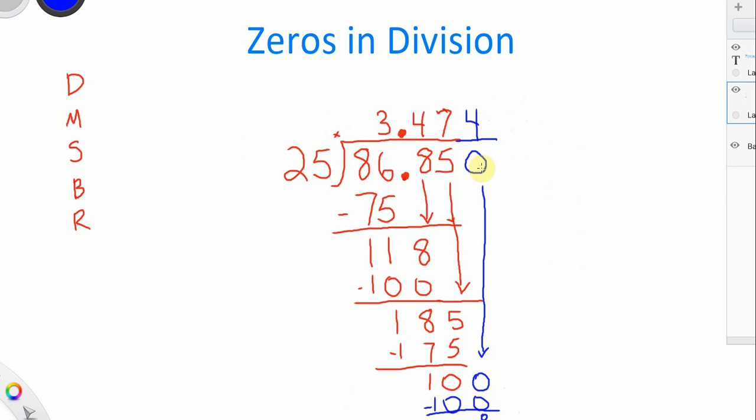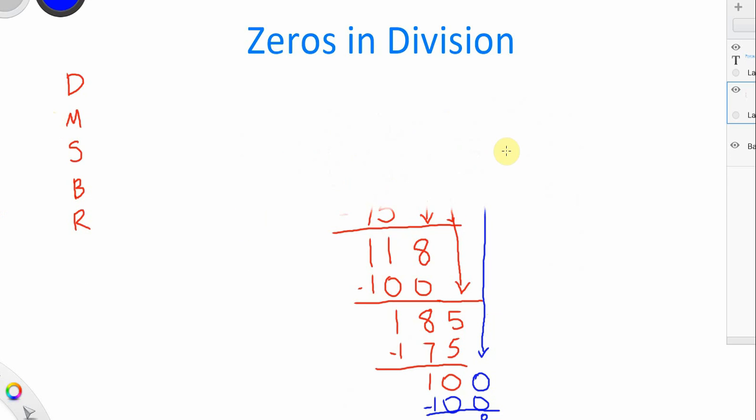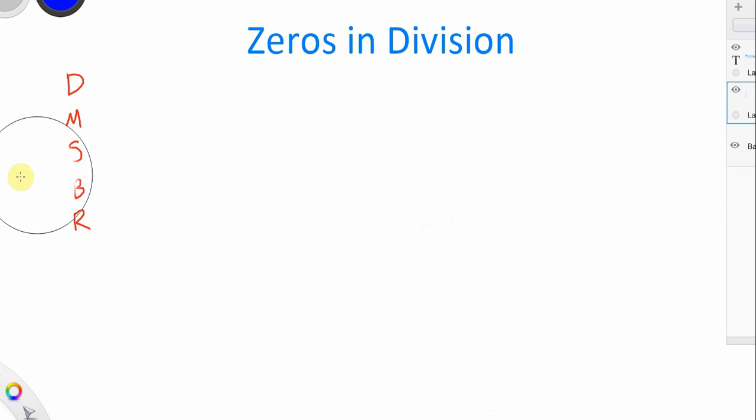And so notice how I added that 0 so that I could keep on dividing. And so you may have to do that today in your work. And we're going to look at one more final question with zeros. And this time we're going to have a few zeros in our dividend. So what if I have a question like this? 6 thousandths divided by 4. So how can I solve something like this?